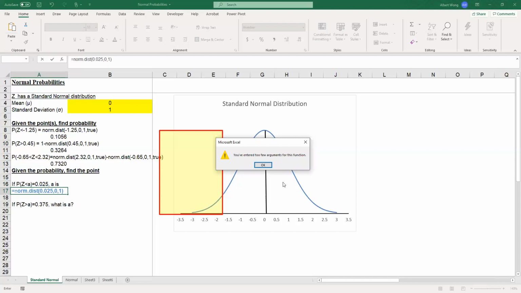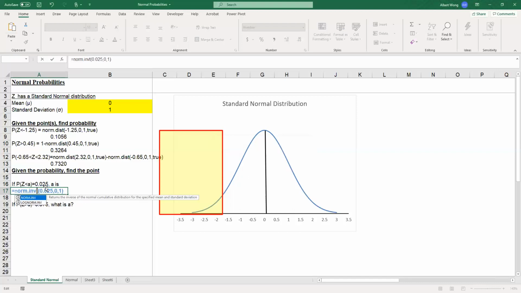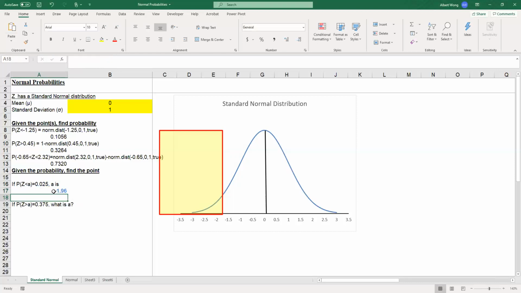Okay, so what's wrong with that? Oh, sorry, we entered the wrong function. We should do norm.inv. Okay, and this number is negative 1.96. And you realize that this number is a number that we use quite a bit. So that's the fourth scenario. The fourth scenario is about given the probability, given the area, we want to find a point less than.